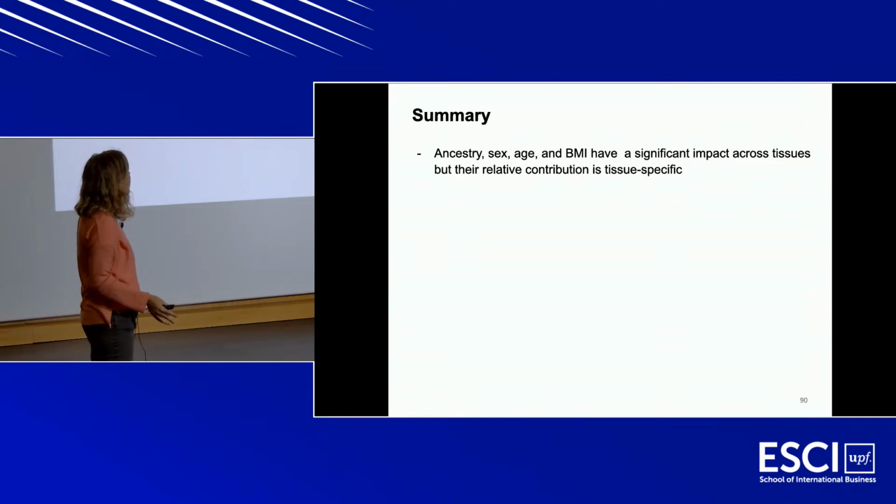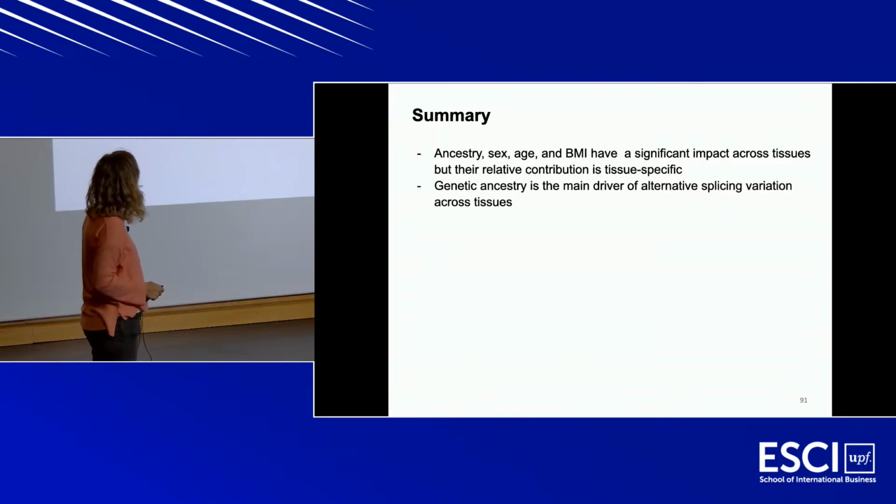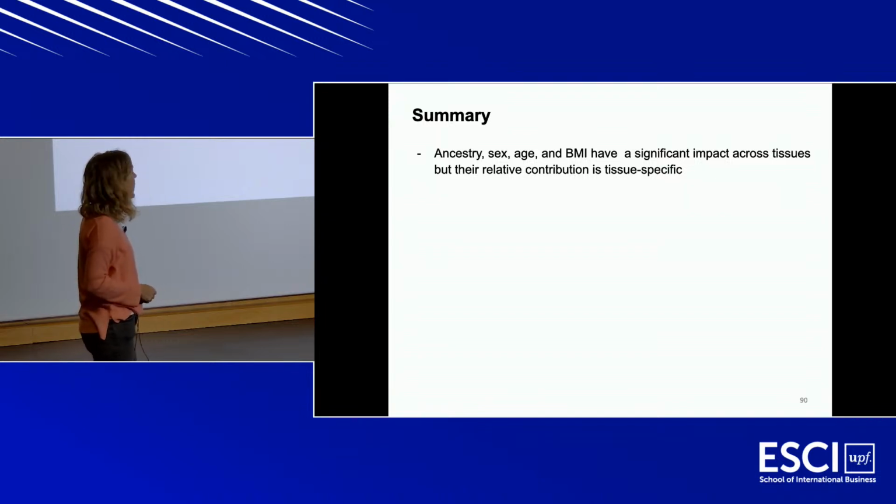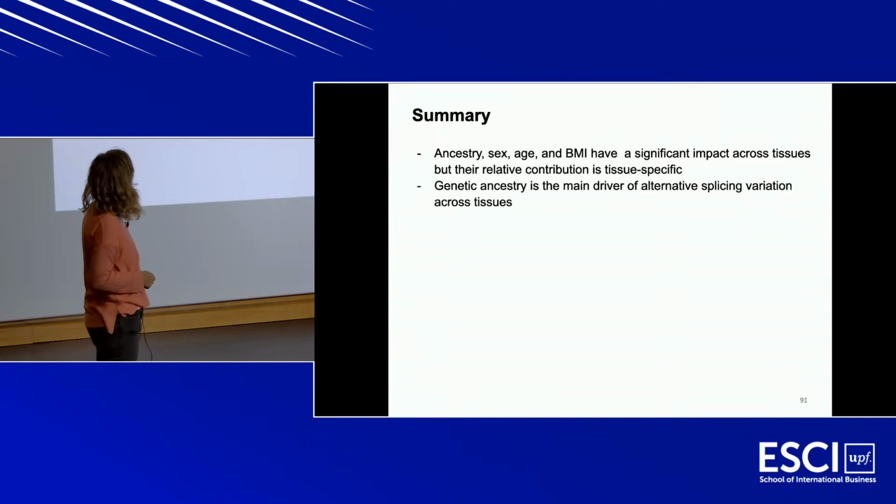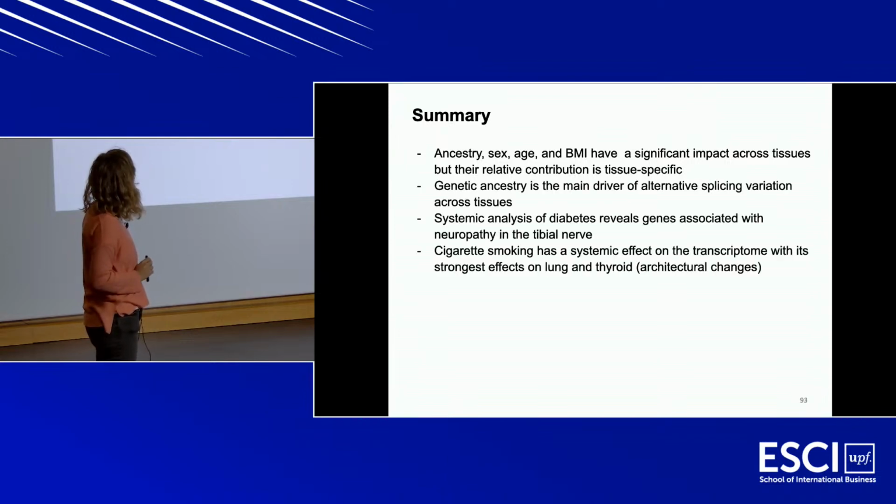Ancestry, sex, age, and body mass index have a significant impact across tissues in the transcriptome, and we've seen that their contribution is tissue-specific. For sex, it's breast. For genetic ancestry, it's the skin. For age, it's the arteries, but they all affect all of the tissues, okay? Even if you have the same genome, this is happening.